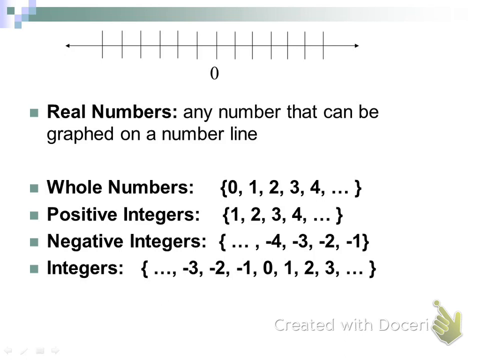So would 3.2 be a real number? Yes, 3.2 would be a real number because you can find it on the number line. Okay?